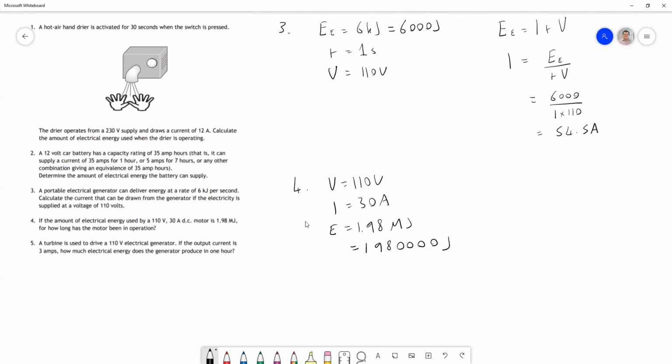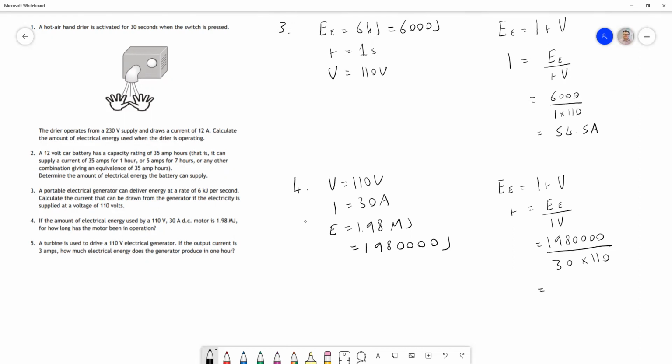So we have 3 pieces of information, and a formula has 4 things in it, so that means we've got enough to solve the problem. And just like in question 3, we'll rearrange this to find time. So time will be equal to electrical energy divided by current and divided by voltage. We divide both sides by I and divide both sides by V to get time by itself. This is 1,980,000 divided by 30 times 110 on the bottom there.